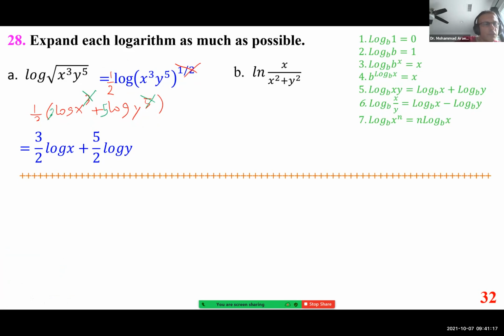Part B is very straightforward. There's not much to it. Log of the top minus log of the bottom. And don't forget the same base. In this case, natural log. So ln of x minus ln of the parentheses, and you write the bottom, and there's nothing you can do to separate them. It's done. This part is done.